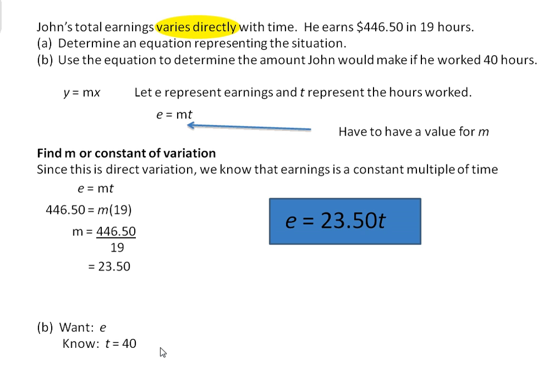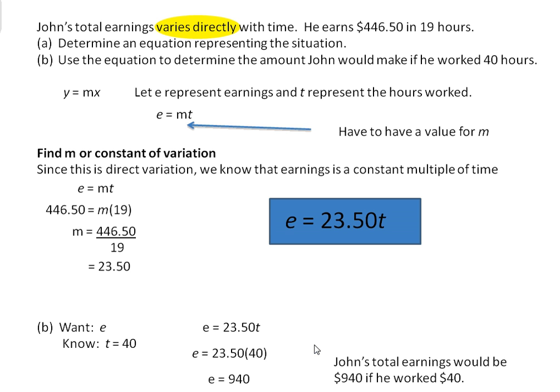So, similar to the very last unit that we worked on, we can substitute the values into the equation. So we have 23.50 times 40, once we sub T in for 40, and we get that his earnings is equal to $940. Therefore, we can say that John's total earnings would be $940 if he worked 40 hours. Sorry, that should say 40 hours.